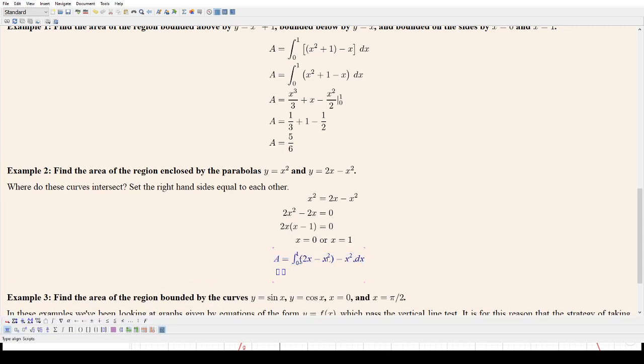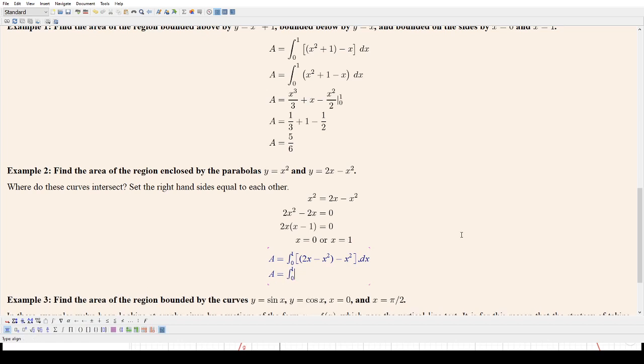And once again, this is a pretty easy one. I mean, it's just more practice with the power rule. So let's see. We can simplify this a little bit before we start anti-differentiating. Right? Because minus x squared gives us minus 2x squared.